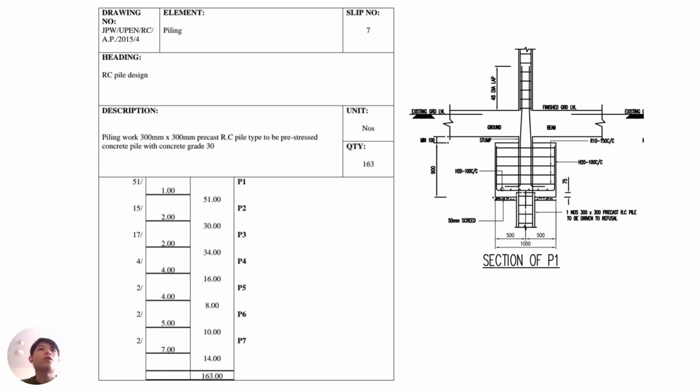So at the P1 here, we write the 1 and times 51 because of the number of the P1 existing in the drawing. And same goes for the P2. Because there is written 2 notes, the value of 2 is used, and the 15 will be the number of the P2 existing in the drawing. So the total number of P1 until the P7 will be 163 nos.